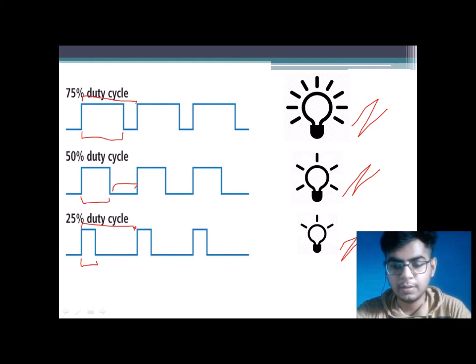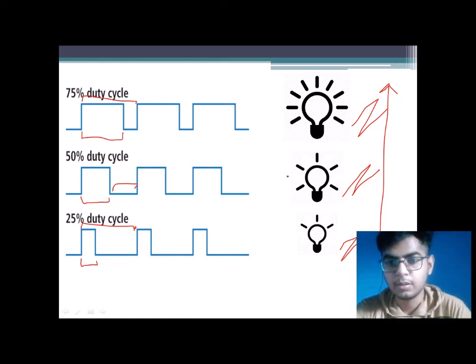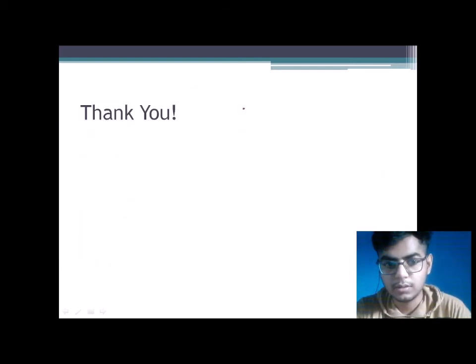We can get any intermediate brightness of the LED by varying this T high and T low of our signal, which we get through the 8255 chip. So we are getting an analog output through digital pulses of PWM. So that's how PWM works and how we can create PWM on the 8085 microprocessor. So thank you. That's it.